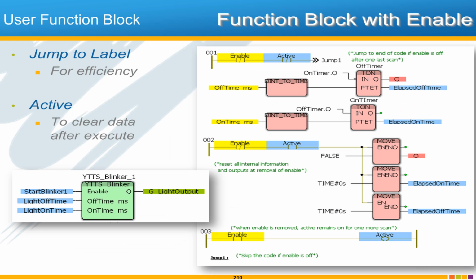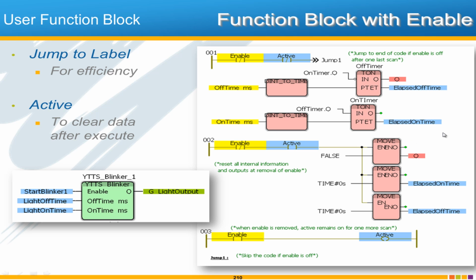The final code development that I'd like to share in this area of function block is how we could make an enable input so that we could start or stop this blinker. And just to overview what we have here, we've already done this area here.